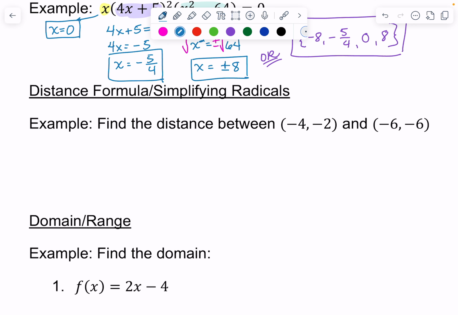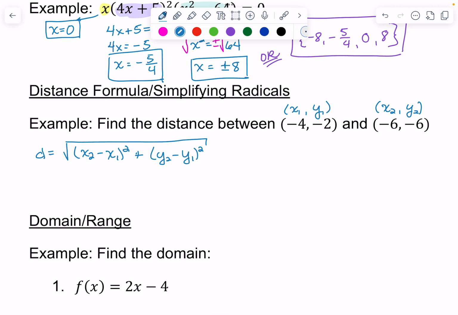Here I want to find the distance between the point at negative 4, negative 2, and at negative 6, negative 6. So I'm going to say this is x1, y1, and this is some point x2, y2. And I know from my distance formula that d is equal to the square root of, let's start with the x, x2 minus x1, that's the displacement in the x direction, squared, plus y2 minus y1, that's my y displacement, squared, all square rooted. And we're using basically a version of the Pythagorean theorem here.